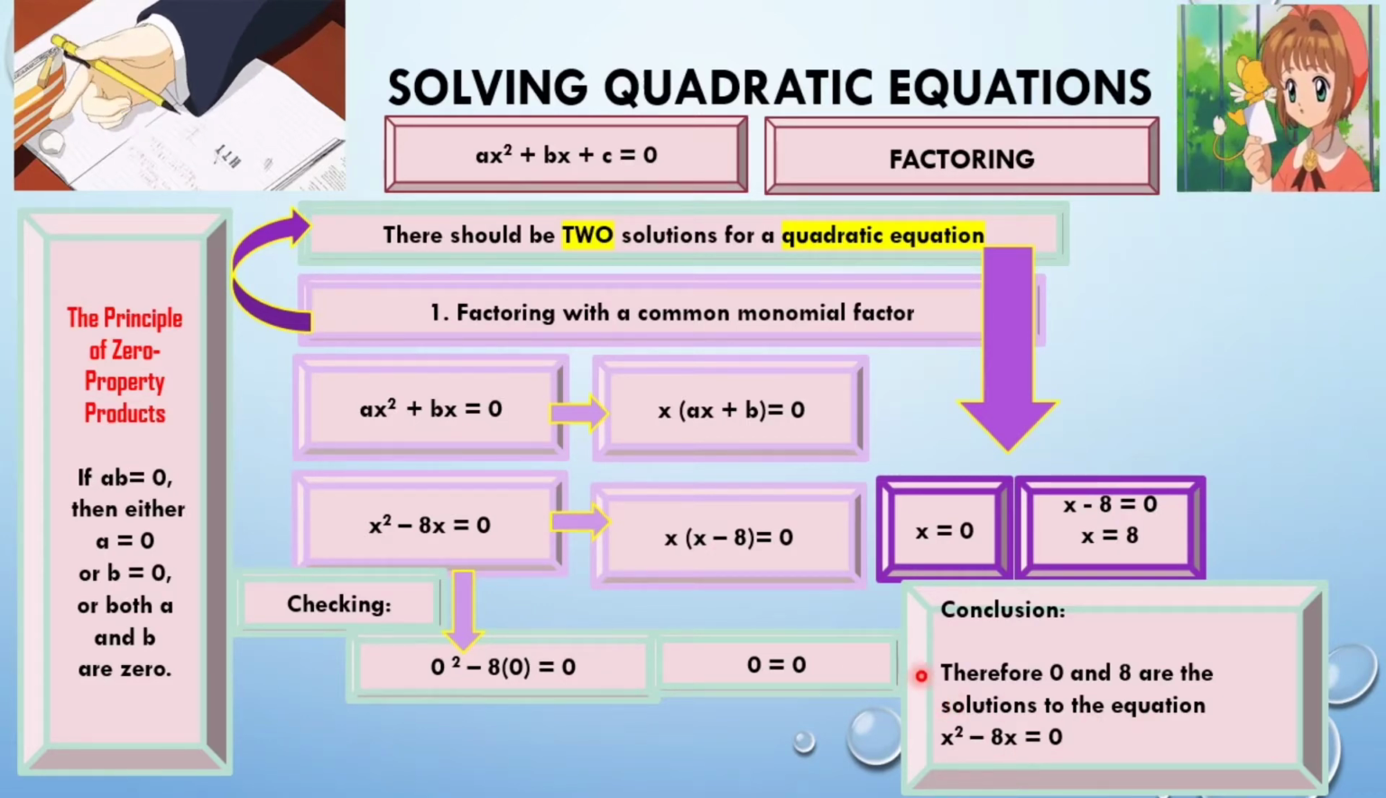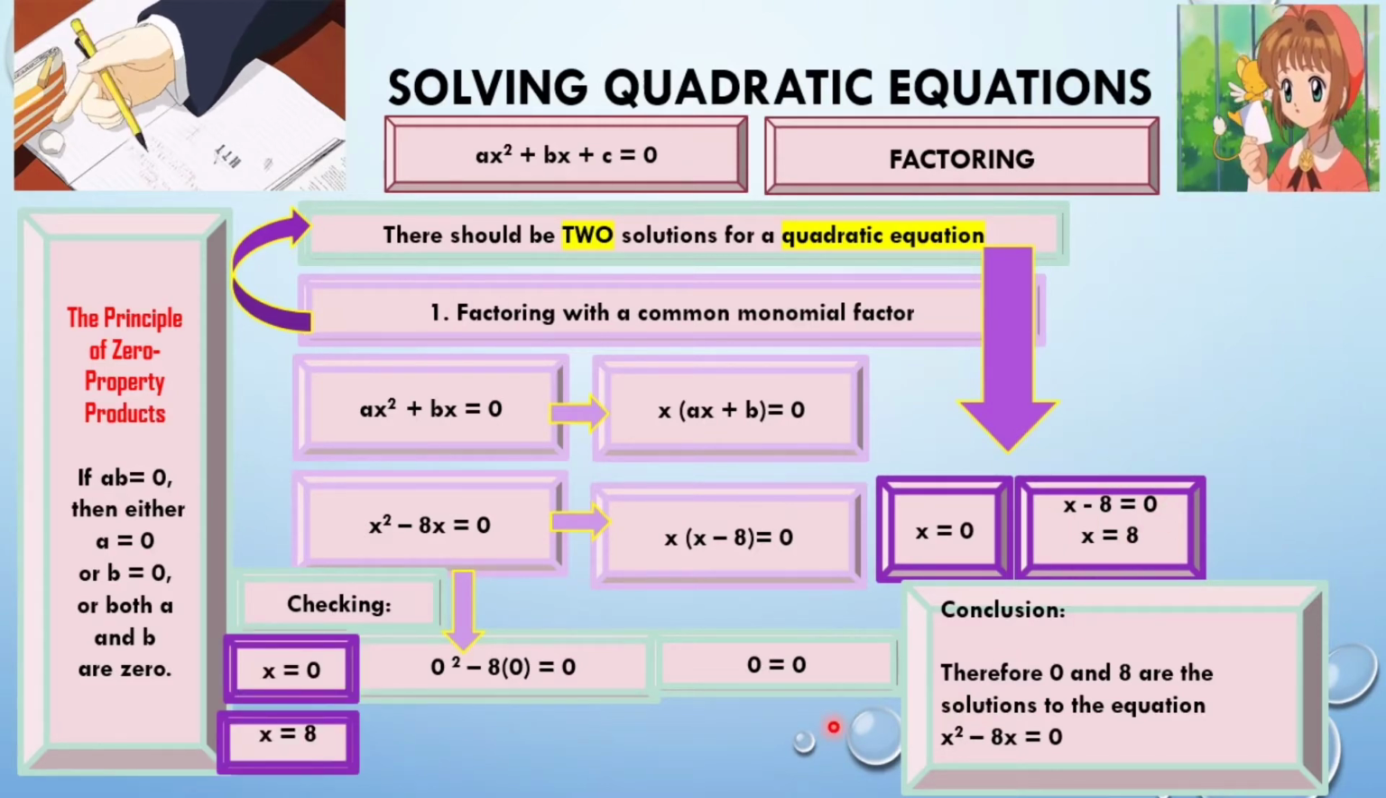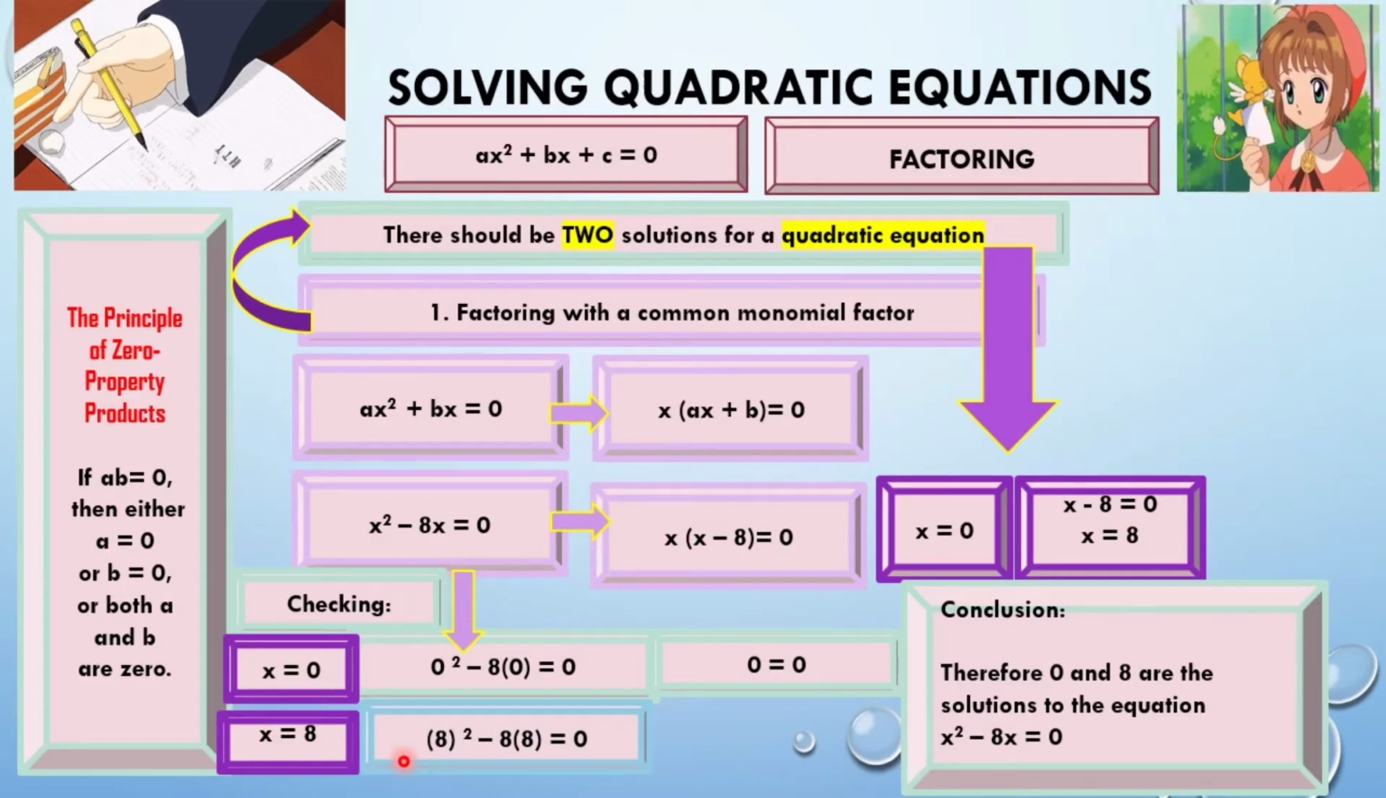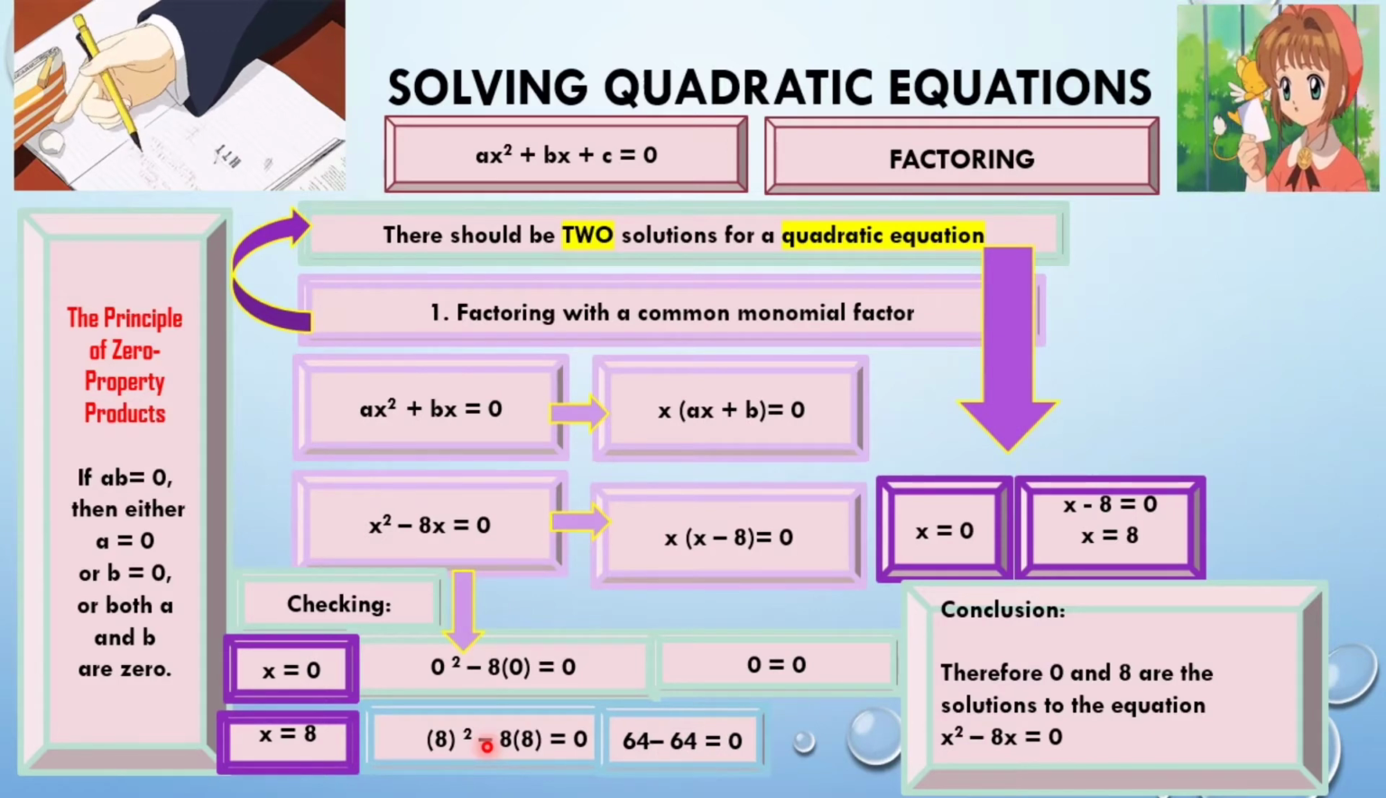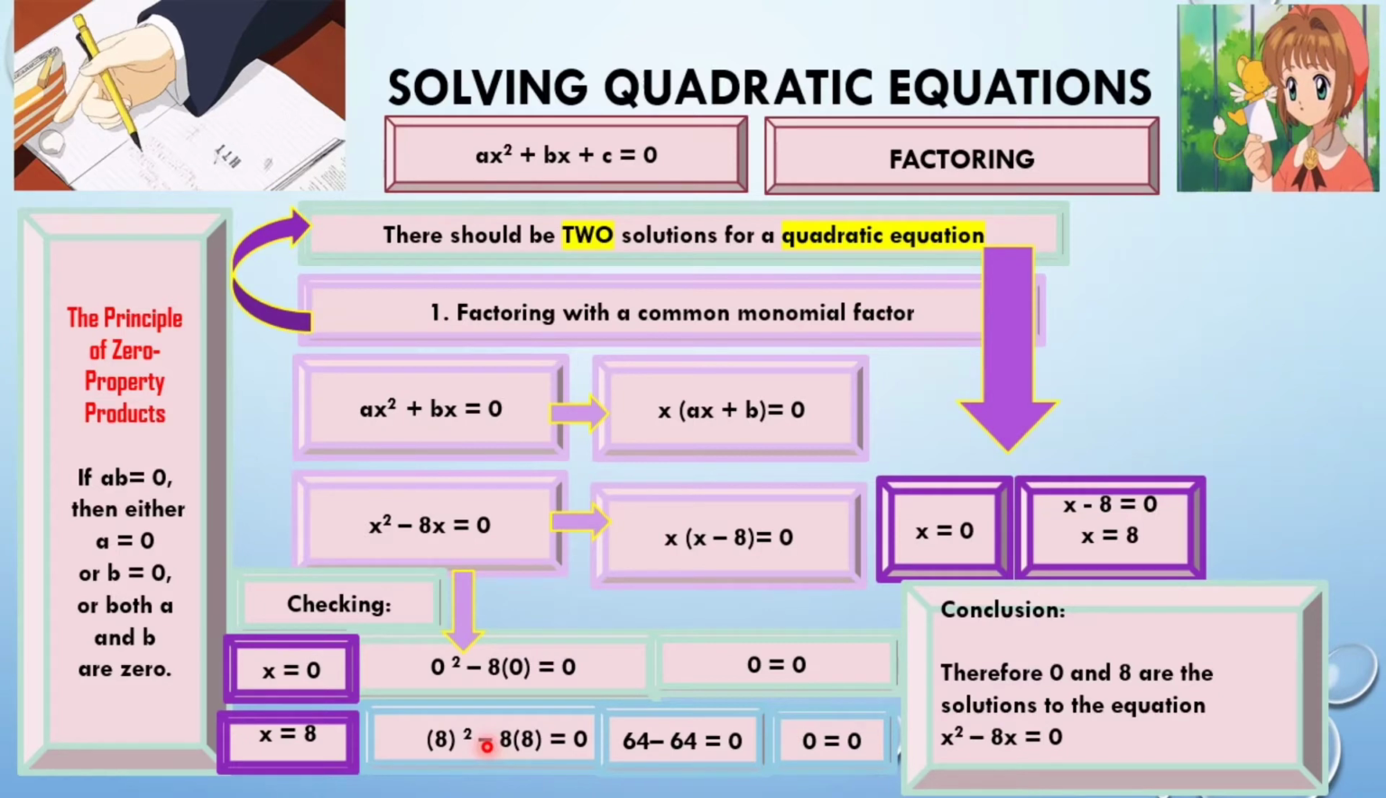But wait, I still have to show you how to check for this part. So how to check x is equal to 8? Because we have computed x here as 8, substitute to your original equation. So that is 8 squared minus 8 times 8 is equal to 0. 8 squared here is 64. Negative 8 times 8 is negative 64. And therefore, 64 minus 64 is 0. So that's a true solution. 0 is equal to 0.